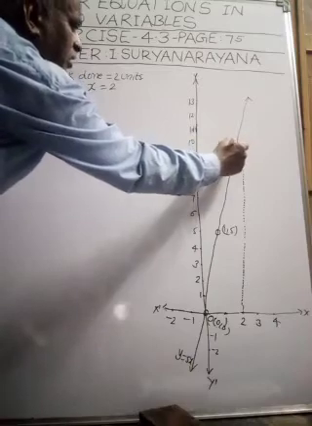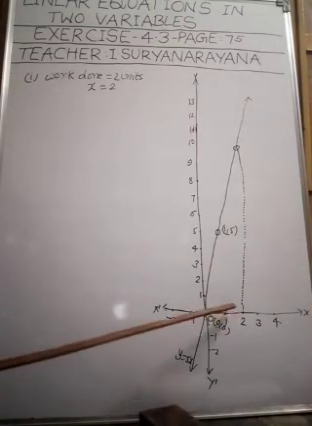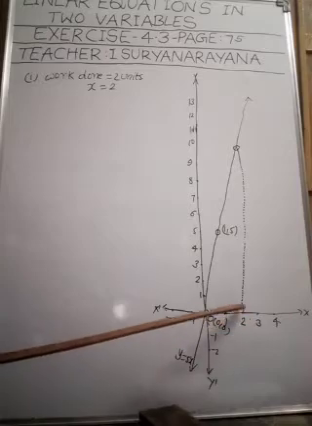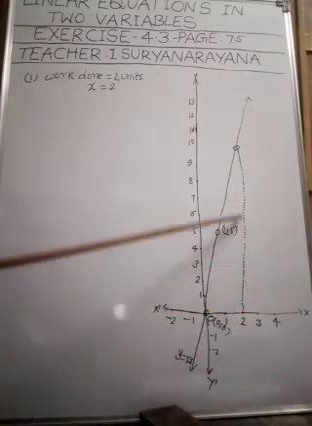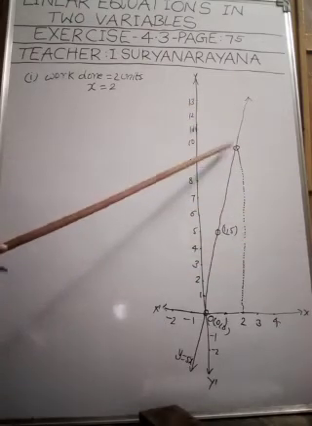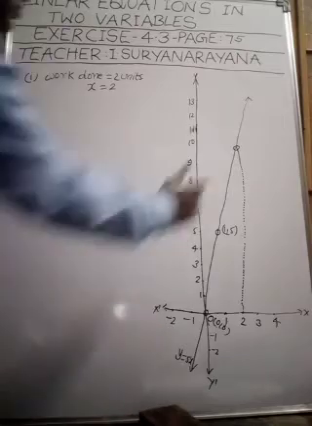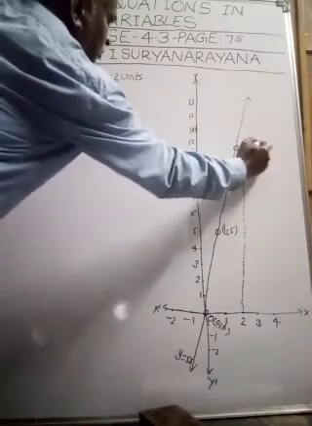Where it cuts here? This point. At this point, we have to draw a parallel line when x is equal to 2. So from here, through this point (2, 0), we have to draw a parallel line to the y-axis. Then it intersects at point (2, 10). Okay, my children, understood this point?